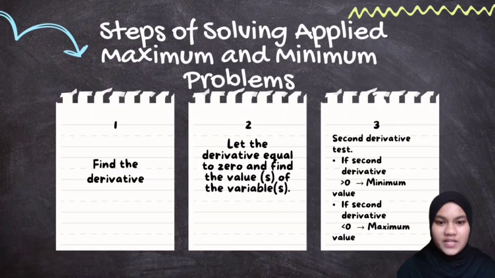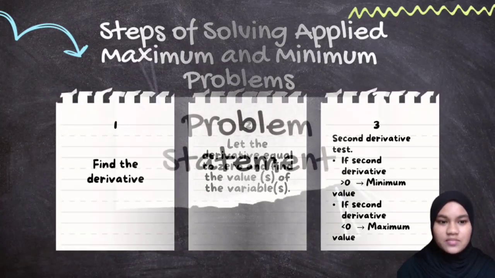How to solve the maximum and minimum problems? To solve the maximum and minimum problems, it requires 3 steps. First, find the derivative. Second, let the derivative equal to 0 and find the value of the variables. Third, do the second derivative test. If the second derivative is less than 0, it is a maximum value. If the second derivative is greater than 0, it is a minimum value.